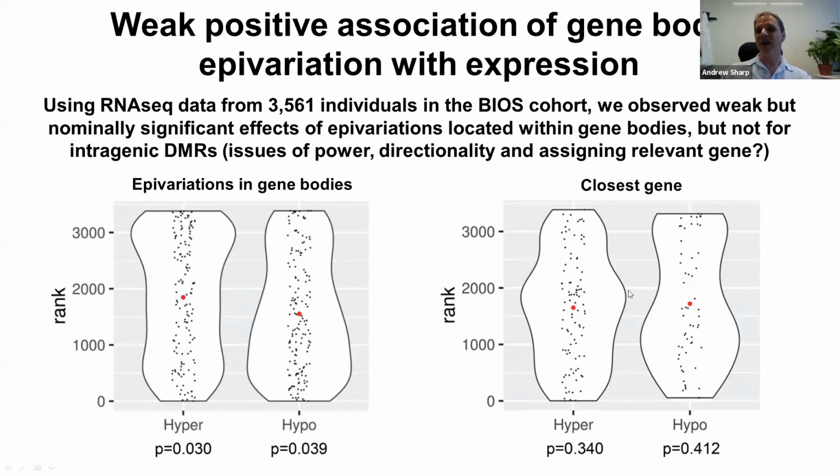When we take epivariations that are not overlapping a gene, i.e. an intergenic space, and we relate it to closest gene, we didn't see any significant association there. But we have various issues. There are less of these, we have less power. We don't know what direction these may be. Some may be repressive, some may be enhancing. And we don't even know if the closest gene is the relevant one. So I wouldn't read too much into that. Basically, it's a harder problem to solve.